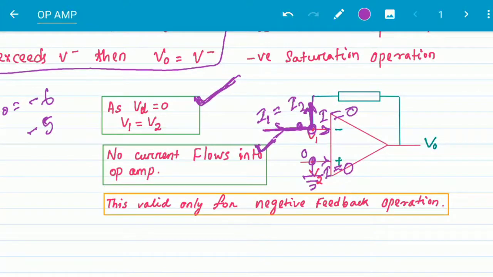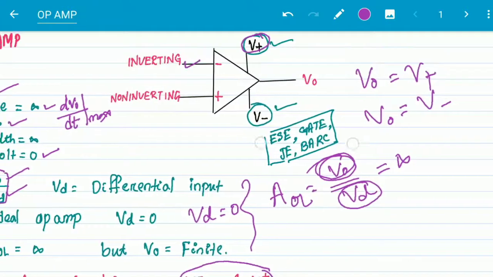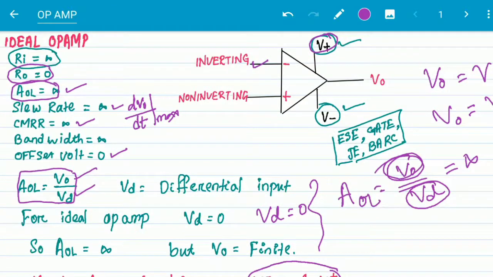So, negative feedback only. What are negative and positive feedback? If the feedback is given to the inverting terminal, then this is called a negative feedback amplifier. And only in negative feedback operation do we use it for the amplification process.